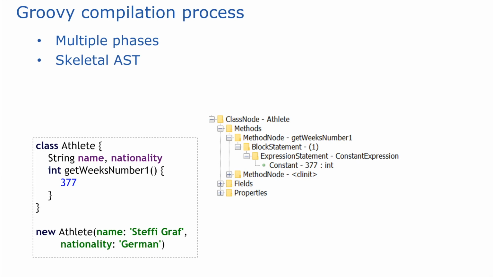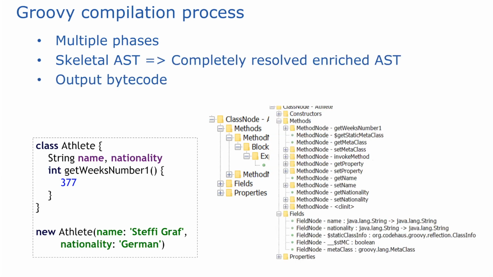The compiler runs through a bunch of different phases, and it adds more information during each step of each phase. Eventually you get a fully fleshed out, rich representation with all the type information and all the extra stuff that Groovy has added to your class. That's what will be used to generate the bytecode that you then run.